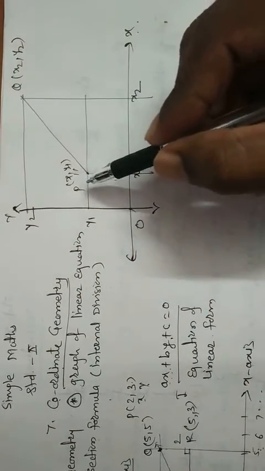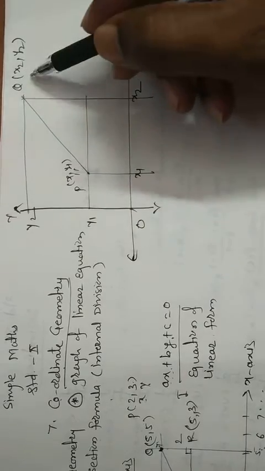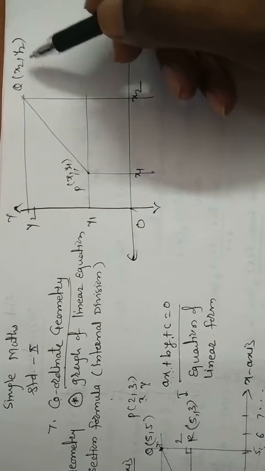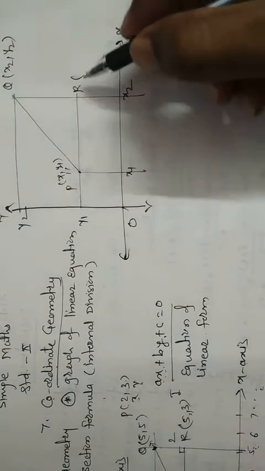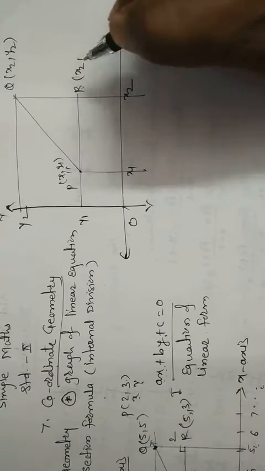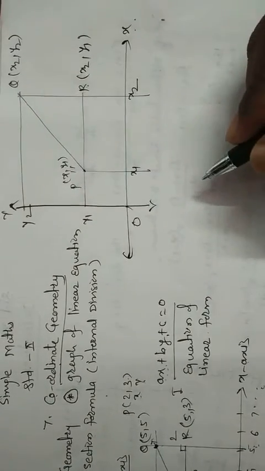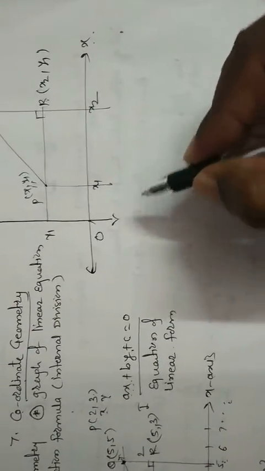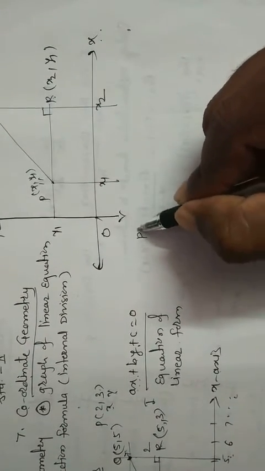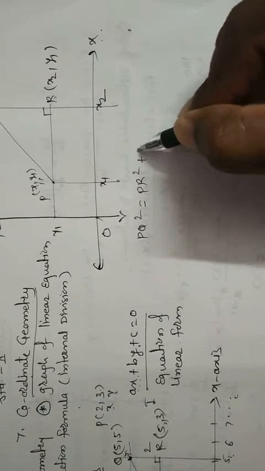Again take 2 points P and Q, where P is x1, y1 and Q is x2, y2. Then suppose this is R. What is the coordinate of R? R for x is x2 and for y is y1. Then take it again using the Pythagoras theorem. What we say is that PQ square is equal to PR square plus QR square.